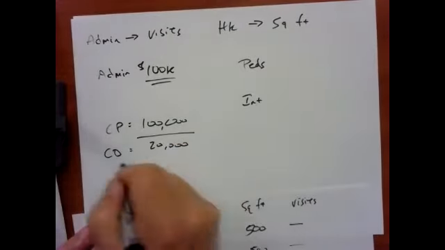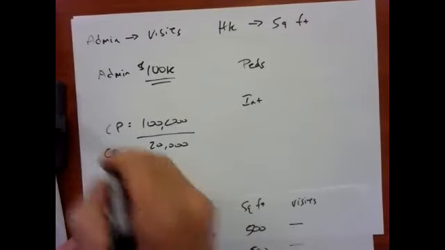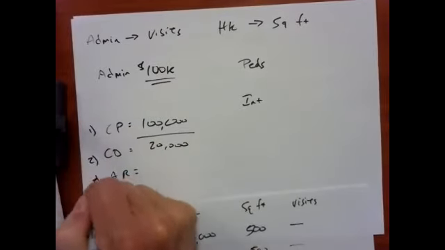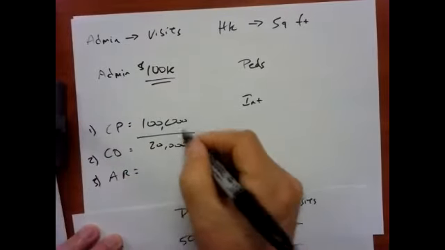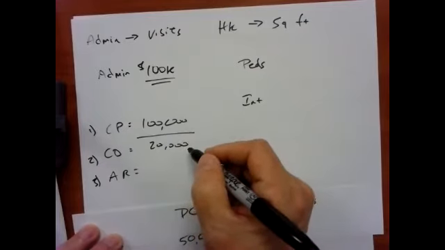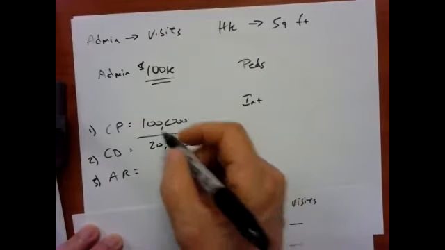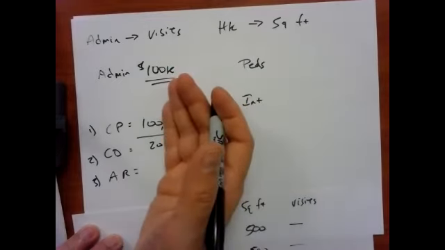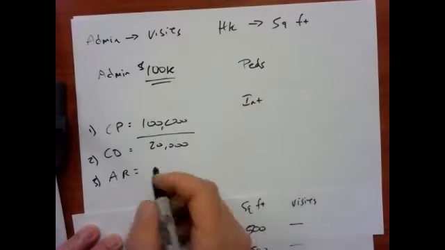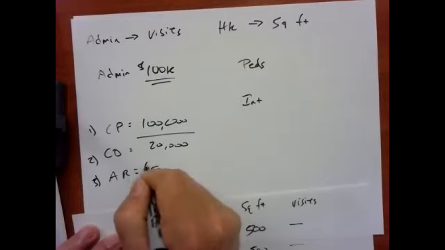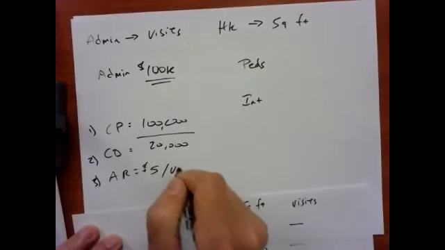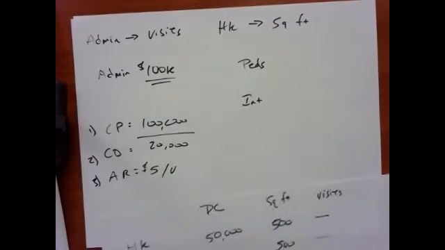My allocation rate, step three. Step one, step two, step three, my allocation rate is 100 divided by 20, right? 100,000 divided by 20,000. Well, we can forget about the zeros. 100 divided by 20 is five. So $5 per visit is my allocation rate.